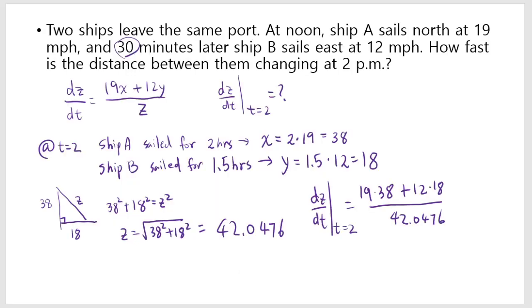It's 22.31 miles per hour. Don't forget the units, right? This is the rate of change of distance with respect to time. That means it's miles per hour. It's speed. Okay, so the answer is 22.31.